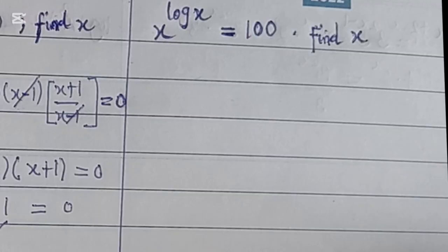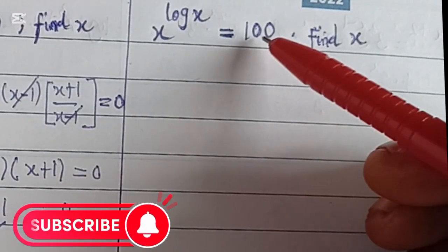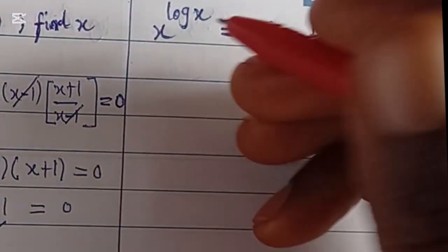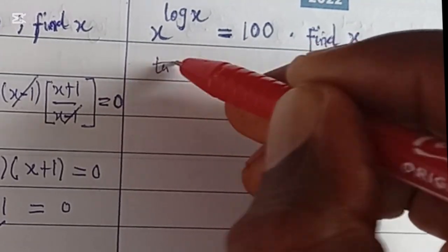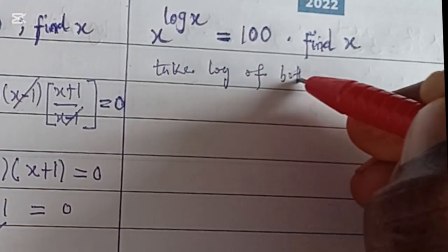This is already looking a bit confusing, but let's see if the second part is going to be more challenging or more difficult. So x to the power of log x is equal to 100. All right, so let's find x. Easily you can see that you can take the logarithm of both sides.